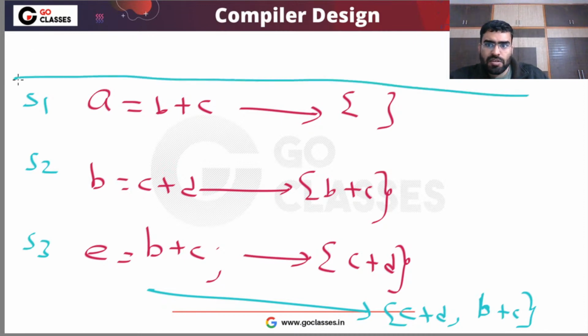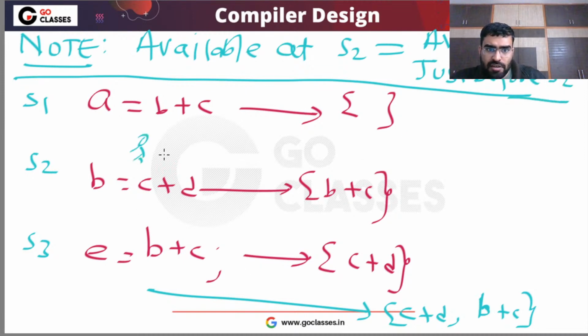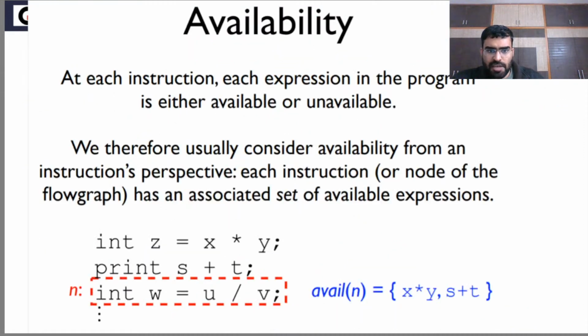So remember this point I am telling you, that available at s2, what that means? That means just before s2, correct? Available just before s2 means you have to check here. So this is your available just before s2. If anyone has any doubt, you let me know. So this is your available expression analysis.